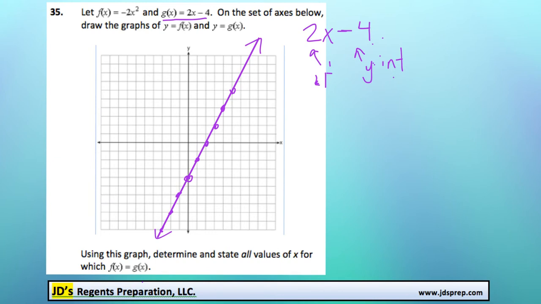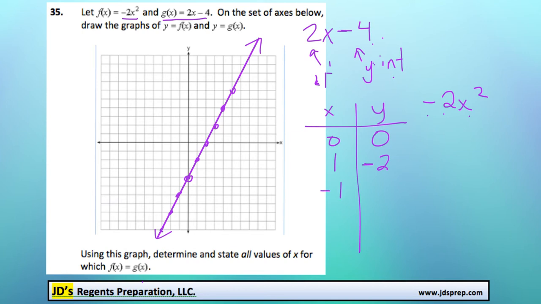Alright, now graphing the next one, negative 2x squared, requires just a little bit more work. And we're going to use a table of values to find out where some of these points end up. So our x is here and y. Let's try when x is 0. Negative 2x squared, that would be 0 as well. If x was 1, it would be negative 2 times 1, and that's negative 2. And then because x is squared here, I know that if x is negative 1, y is going to also be negative 2, because negative 1 squared is still positive 1.